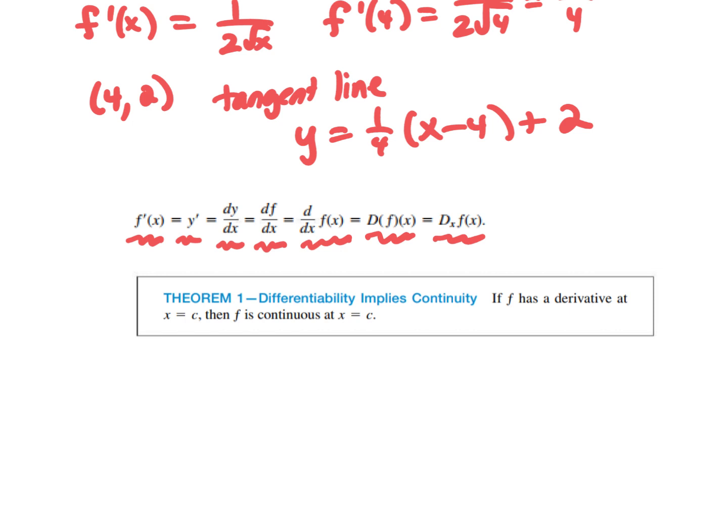Lastly, in order for a function to have a derivative, it has to be continuous there. Basically, if you don't have a point at a certain x value, then you can't have a derivative there because there'd be no point to have a slope at. So differentiability, taking a derivative, implies that the function was continuous.